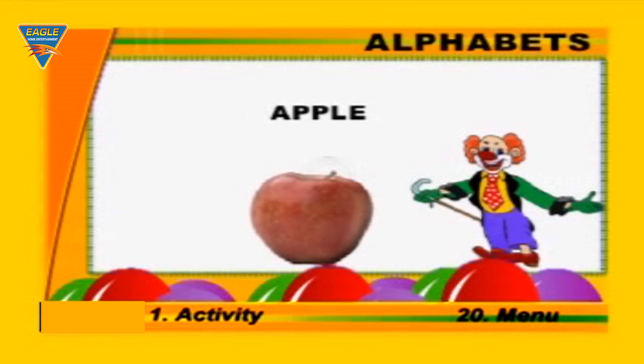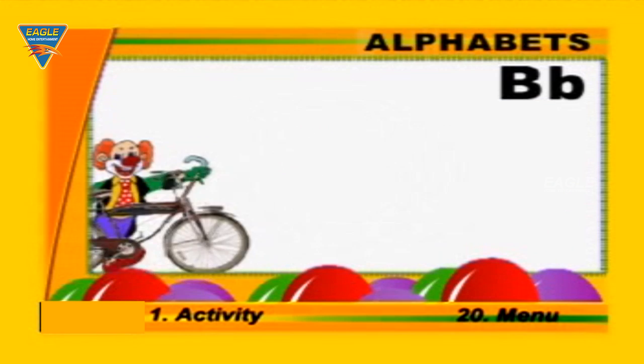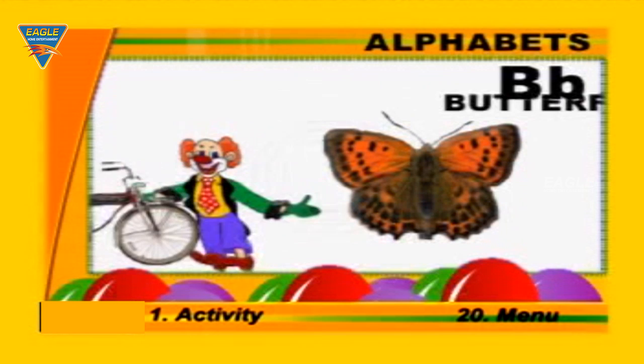Let's learn the alphabets A, B, C, D. A. A for apple. A for axe. And A for aeroplane. B for bicycle. B for butterfly. And B for baby.